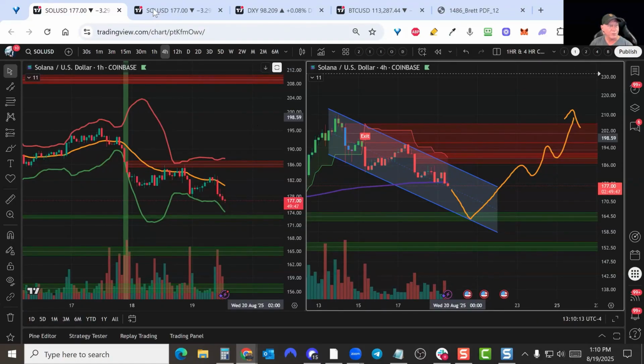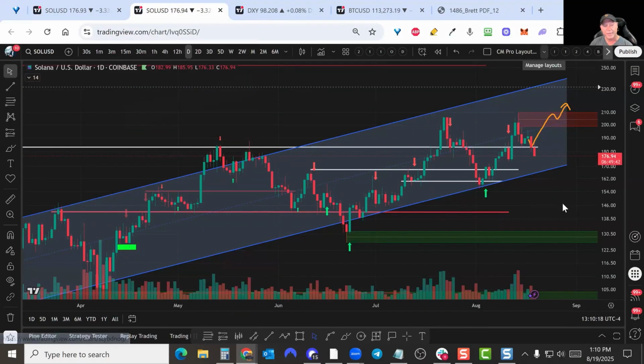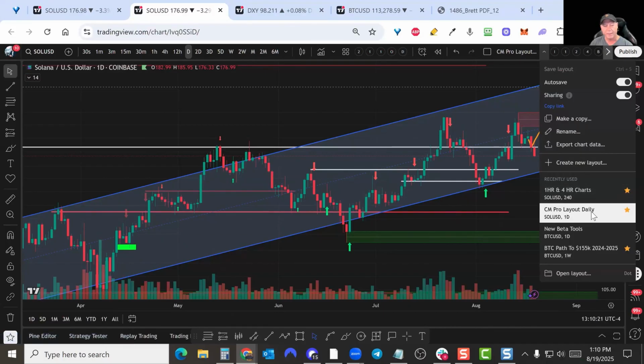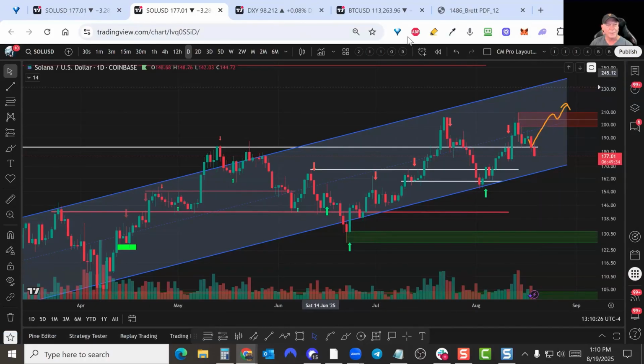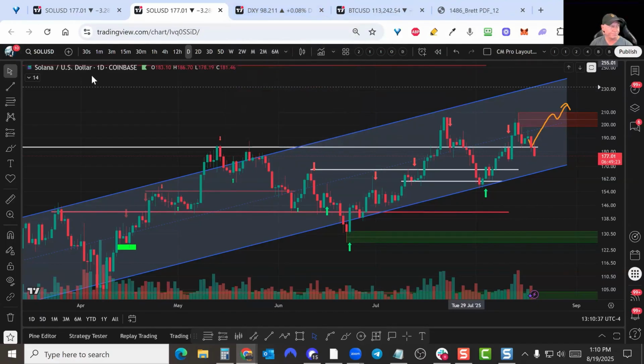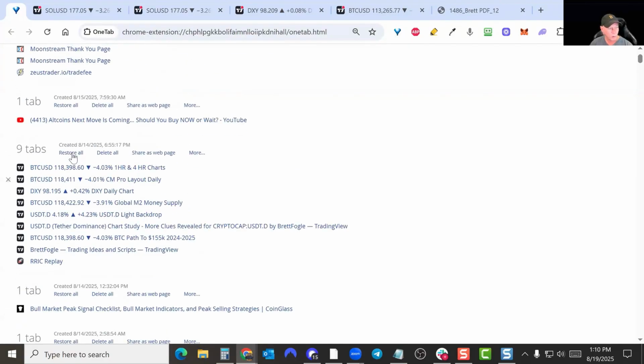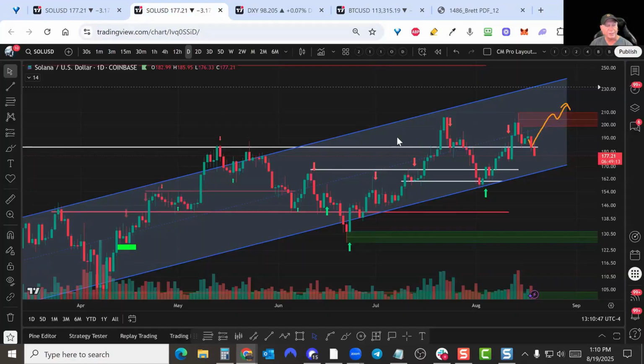What I wanted to say though is, if you can see, I have different tabs. This is named my CM for Crypto Mastery Pro Layout Daily, and I have a number of different studies here. The way I manage this is with something called One Tab. Essentially, if I wanted to save all of these tabs with the different layouts, I could click that button so that later, if I want to reload them all, I just come in here and do restore all, and it'll load all these different charts. That's a huge time saver compared to changing the layout every time.